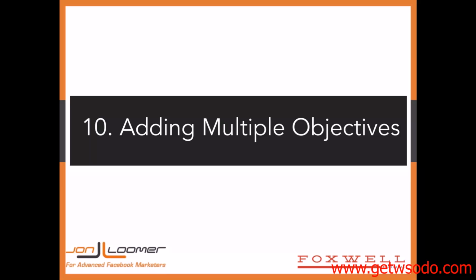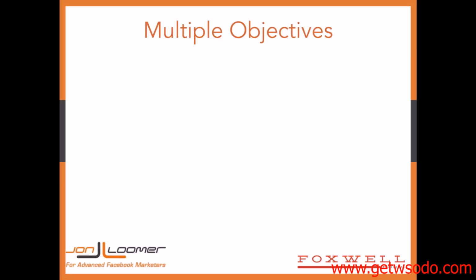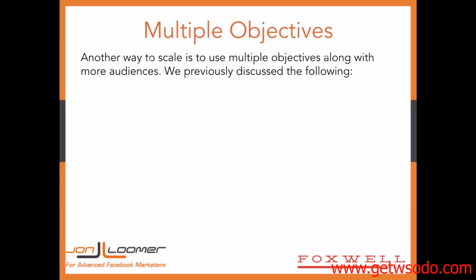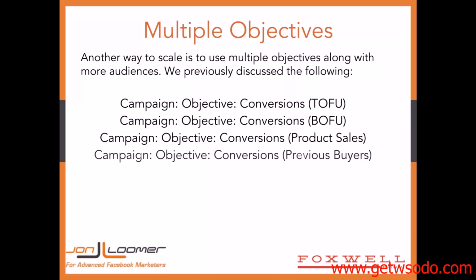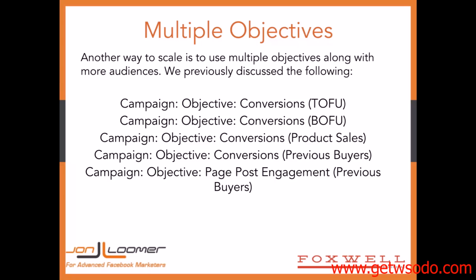And one of the final things we talk about here today is adding multiple objectives too. As you start to scale, think about using multiple objectives. We talked previously about something along these lines, right? Looking at the conversions for top of the funnel, bottom of the funnel, product set, previous buyers. And if you have some of this framework set up, you may say, all right, what's next?